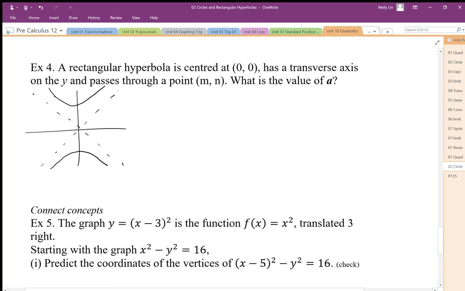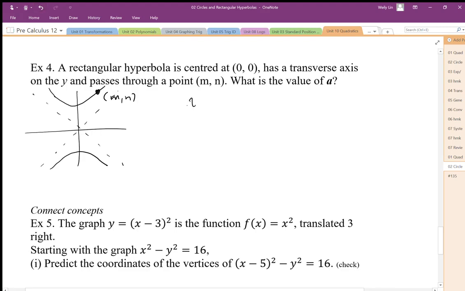And this passes through the point (m, n). So let's just randomly put (m, n) here. It could be anywhere on this graph. Could be over here even if you wanted to. But it's just some point on the graph. What's the value of a?